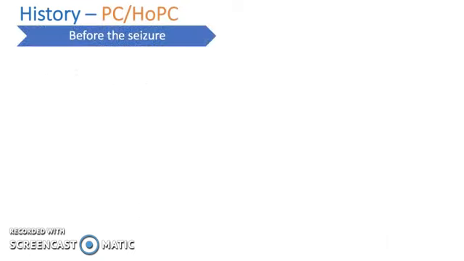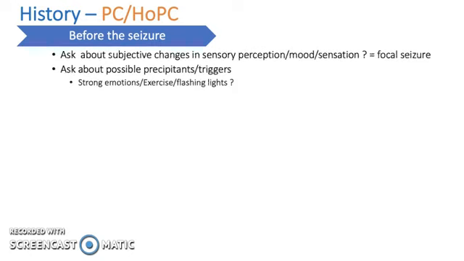Before the seizure, be sure to ask the patient for their recollection of what happened. Also ask any witnesses what happened before the seizure. Ask about changes in the patient's sensory perception or mood, which may suggest a focal seizure with aura, and also ask about certain triggers which can set off seizures, such as strong emotions, exercise, or flashing lights.